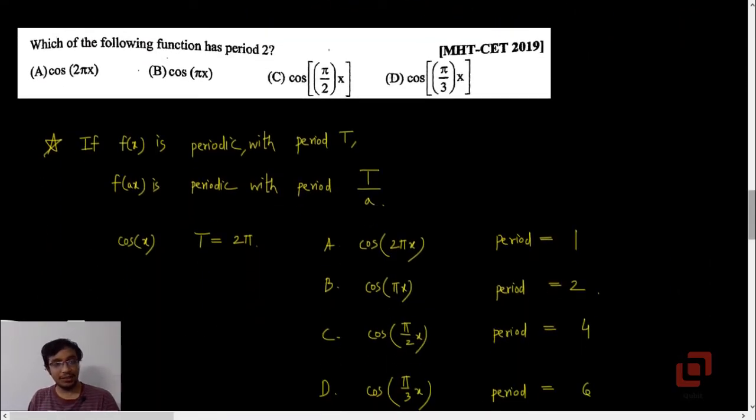Question 3 is also based on trigonometric functions in general, but I should say it is based more on periodic functions. Which of the following functions has period 2? Now we are aware of functions whose periods are 2 pi like sine, cos, and pi like tan and cot. And the fractional part function has fundamental period 1. Just to remind you. So which of the following functions has period 2?